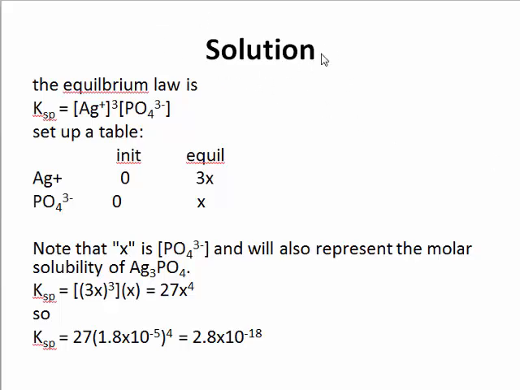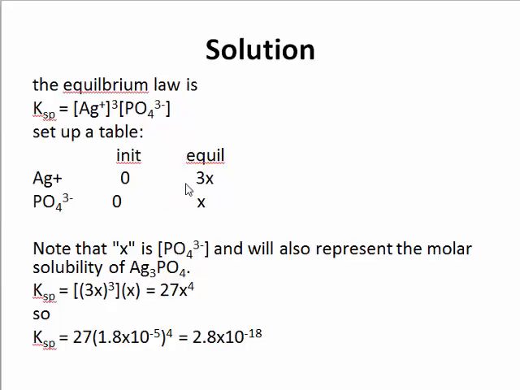Now here's a solution. The equilibrium law has K equal to the concentration of silver ion cubed times the concentration of phosphate ion. Remember, the solid sitting at the bottom of the beaker does not appear. We set up a table, and the initial concentrations would be 0. The equilibrium concentrations would be 3x and x.